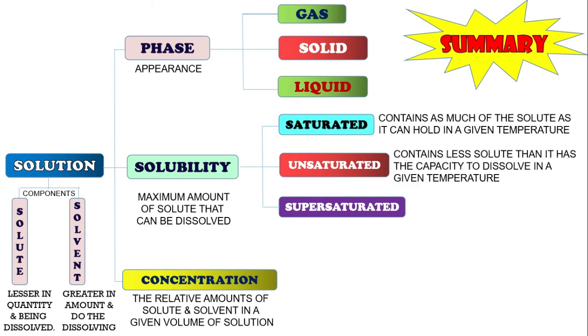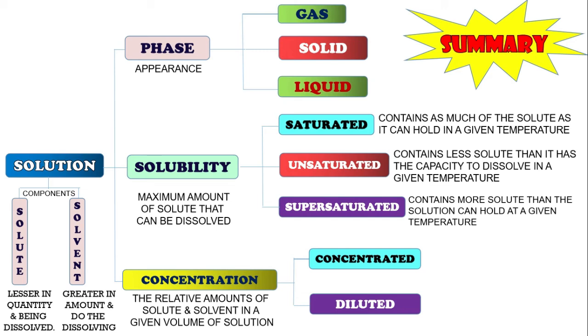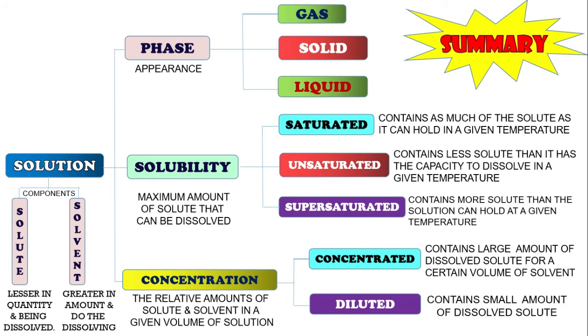Classification of solution according to phase are gas, solid, and liquid. According to solubility are saturated, unsaturated, and supersaturated. Saturated contains as much of the solute as it can hold at a given temperature. Unsaturated contains less solute than it has the capacity to dissolve at a given temperature. Supersaturated contains more solute than the solution can hold at a given temperature. And the kinds of solution based on concentration are concentrated and diluted.